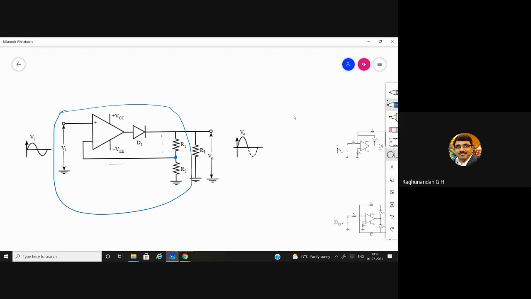and assume that the diode is forward biased. Tell me, which circuit does this resemble? Voltage divider, sir. Okay, so I'm just telling the diode is forward biased, and you are having this.